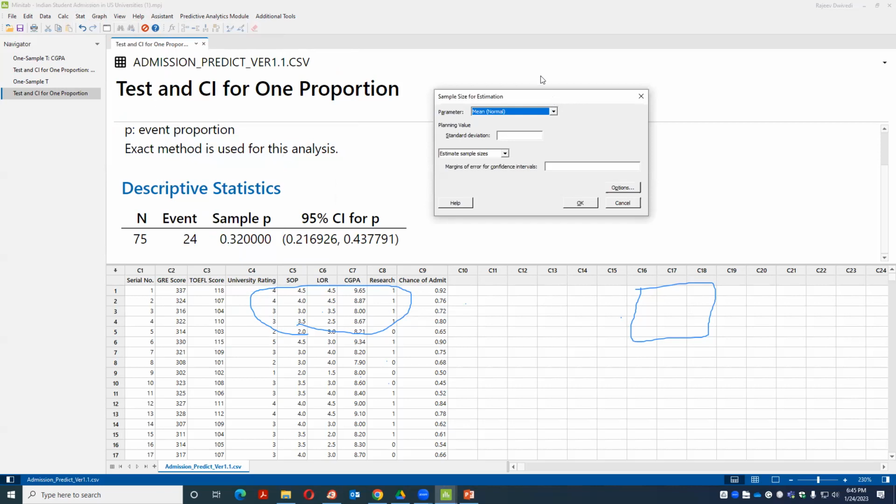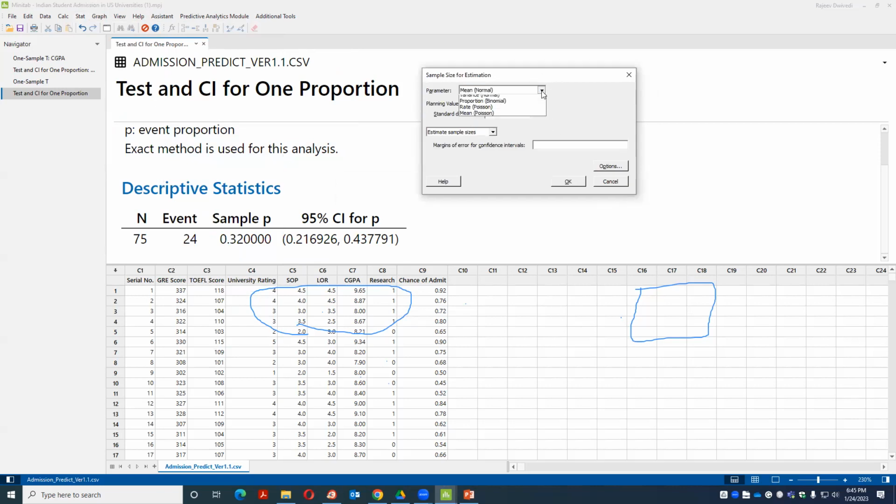Like we did for proportion, we did it for mean. Now, for standard deviation, let's say we calculated it based on range or some other way. If you know the standard deviation, you can estimate the sample size, or if the margin of error is given, you can calculate directly here. Let's say I'm just randomly putting in some values: the standard deviation is this, and the margin of error, let's say, 0.3.